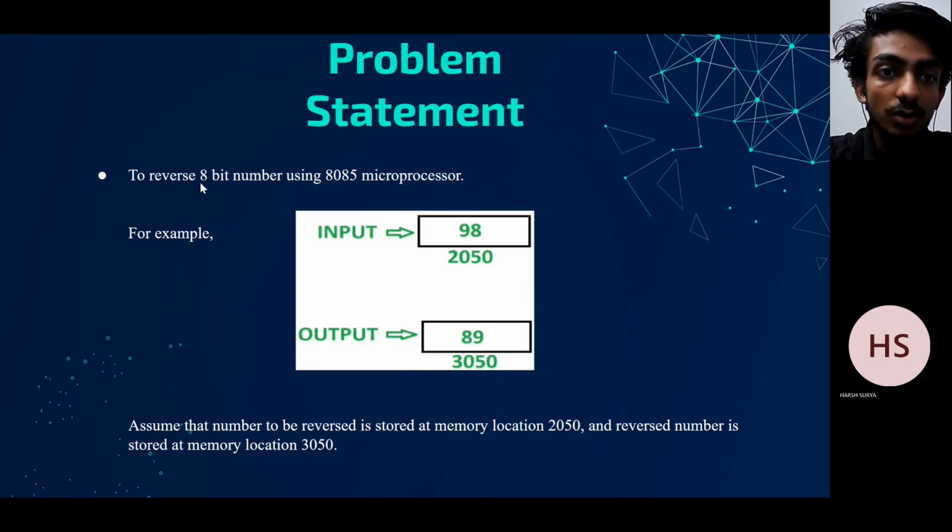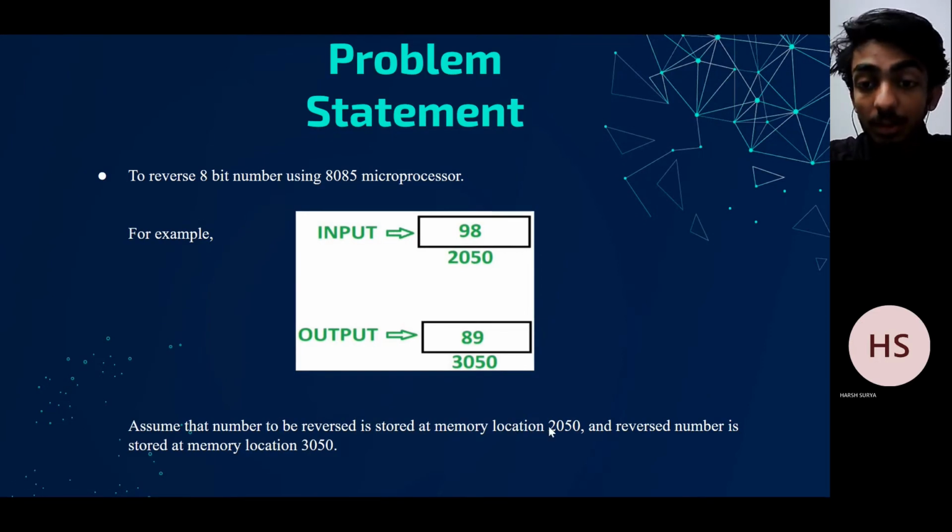So first let's talk about the problem statement. The problem statement is to reverse an 8-bit number using the 8085 microprocessor. For example, we take 98 as the input. Here 98 is in hex and it is stored in the memory location 2050. The output we get is 89 and it's stored in the memory location 3050. Here we are assuming that the number to be reversed is stored at memory location 2050 and the reverse number is stored at the memory location 3050 as shown in the figure.